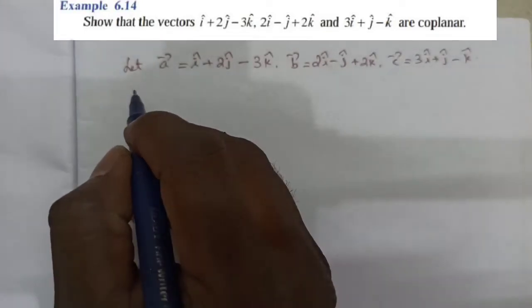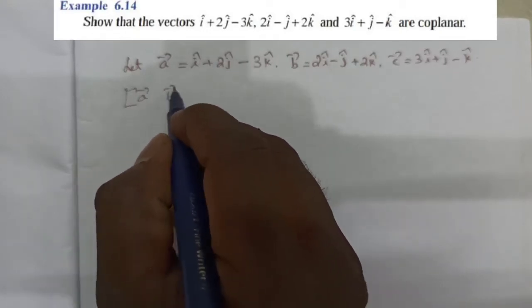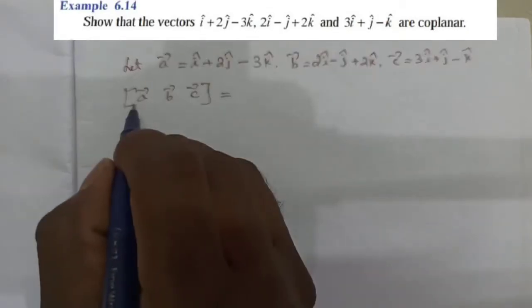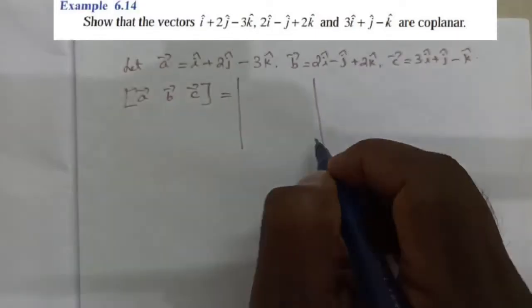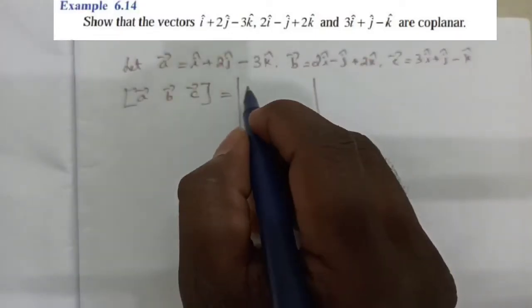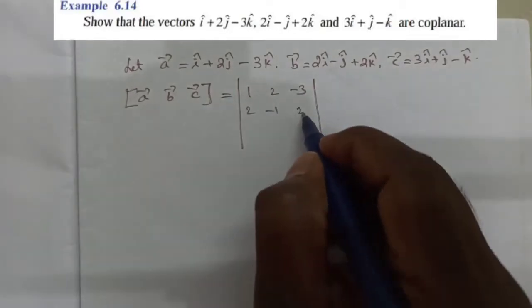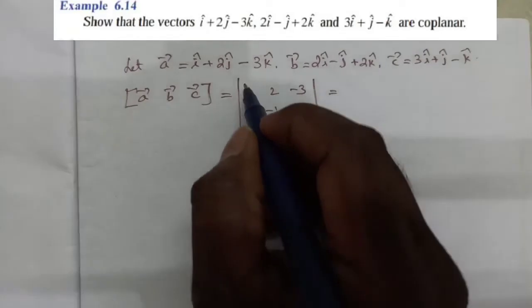Coplanar means the volume should be 0. That means the box product of a vector, b vector, c vector must be 0. So let me find the box product of a vector, b vector, c vector. It is the determinant of the first row 1, 2, minus 3, second row 2, minus 1, 2, third row 3, 1, minus 1. Okay, let me expand this.